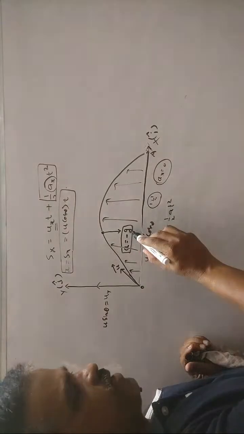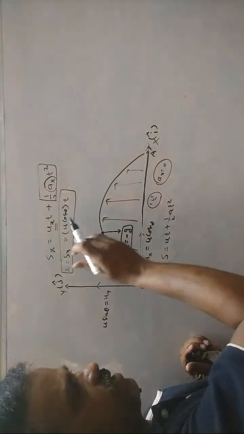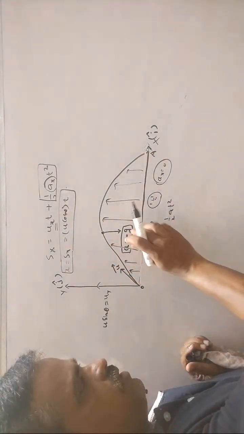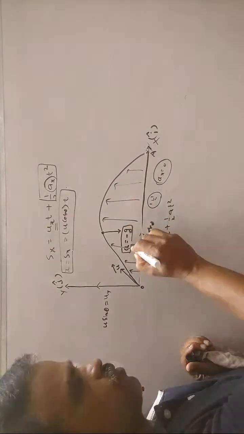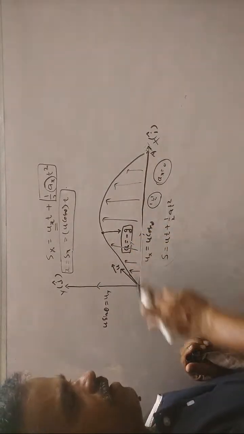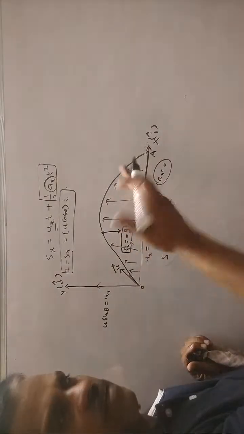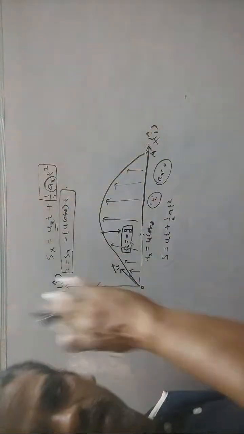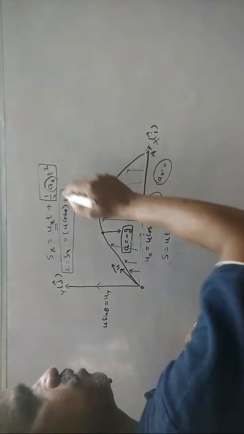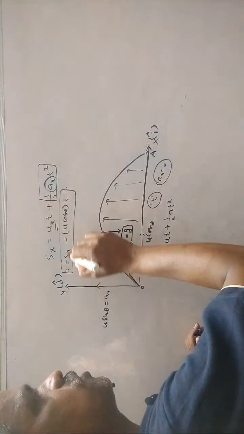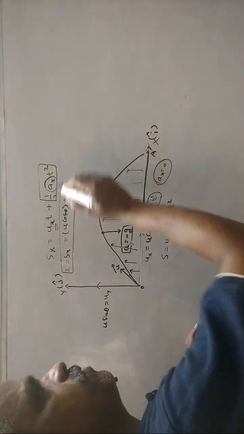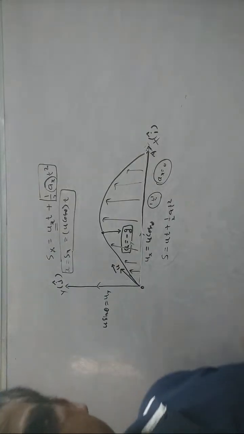The acceleration is a equal to minus g along the y-axis only, in the vertical downward direction. That is, ay equal to minus g. Along the horizontal direction, ax has no acceleration, so ax equal to 0. You have horizontal displacement equal to u cos theta into t.